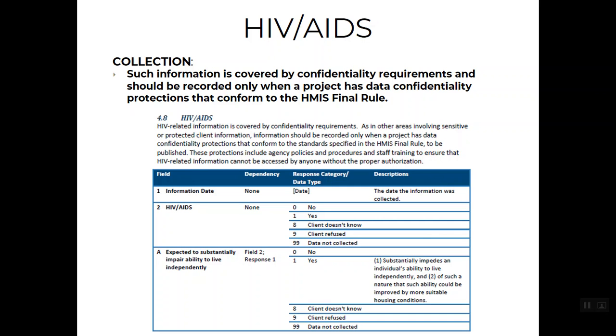So again, some information pulled out directly from the HIV/AIDS manual. HIV-related information is covered by confidentiality requirements, as in other areas involving sensitive or protected client information. Information should be recorded only when a project has data confidentiality protections that conform to the standards specified in the HMIS final rule to be published. These protections include agencies' policies and procedures and staff training to ensure that HIV-related information cannot be accessed by anyone without proper authorization.